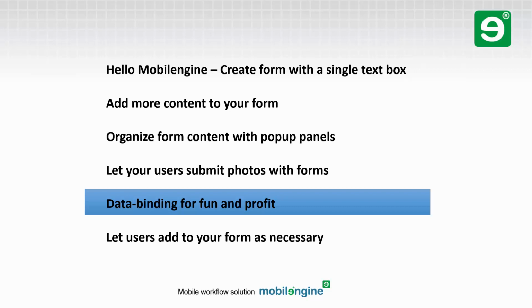In this section, you will be learning how to make a control dependent on user input in another control. To make this happen, you'll be using basic data binding. Data binding allows you to put dynamically updating content into your mobile forms.